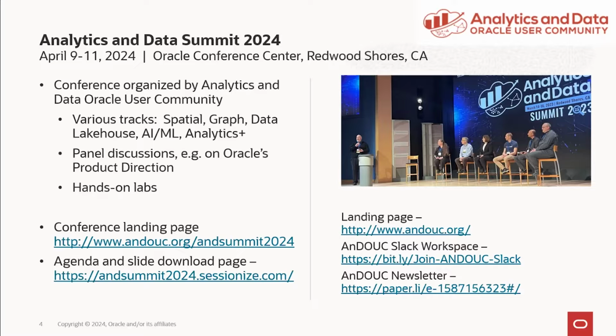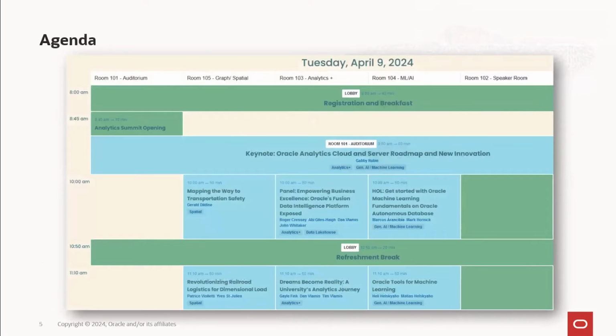That was my quick intro to the event as such, and to give you a bit of a feeling for what the agenda looks like. This is sort of the general structure. You can see lots of opportunity for networking, I should say. And then there's 3 tracks you can see here. There's the spatial track, there's the data lakehouse and analytics plus track, there's the AI and ML track.